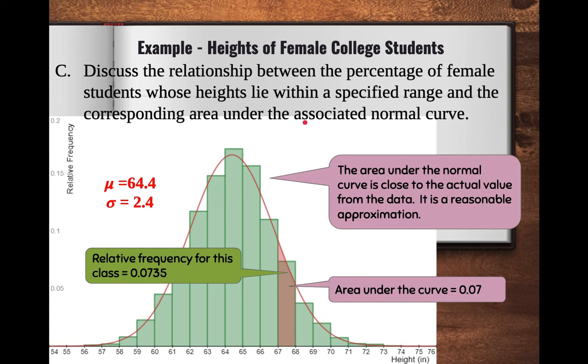Instead of having to have this whole table and all of that data to do some figuring with probabilities, we can just say it's normally distributed. Mu is 64.4, sigma is 2.4. We can use technology to make this graph. We can use tables to look up the values we need. We no longer need to have that data. And that's the advantage of being able to fit it to a known distribution.